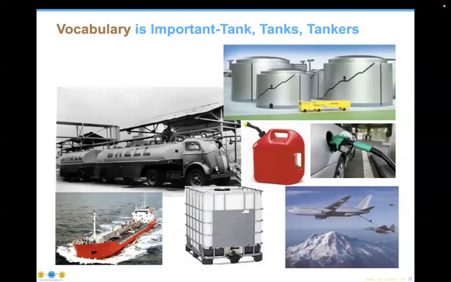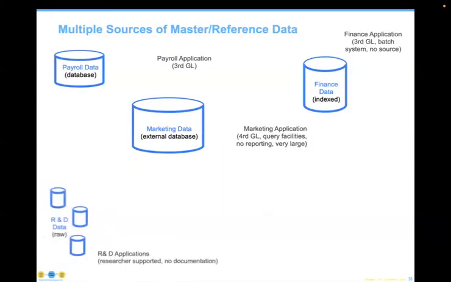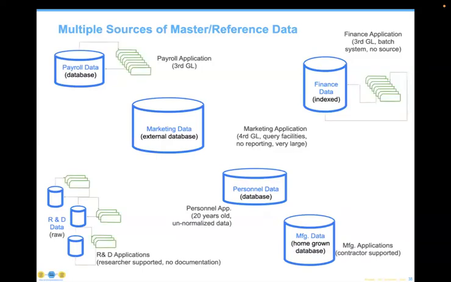And this saved them literally tens of millions of dollars the second time around, by the way, that they were doing all of this work. Of course, we could also get it confused with this kind of a tank here, which is another type entirely. So master and reference data tends to exist in multiple places around our organization.